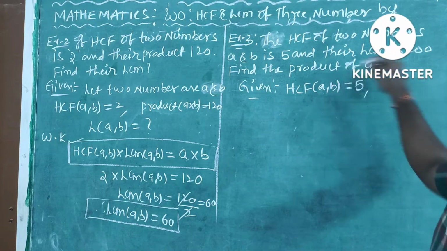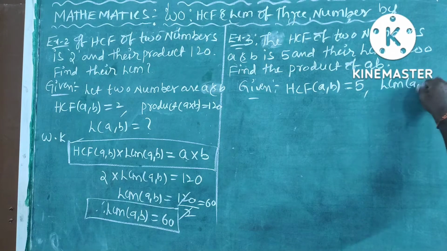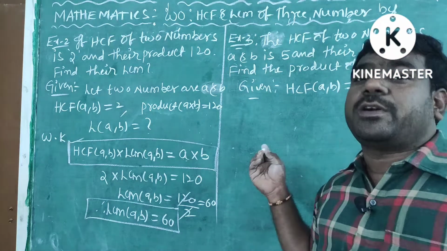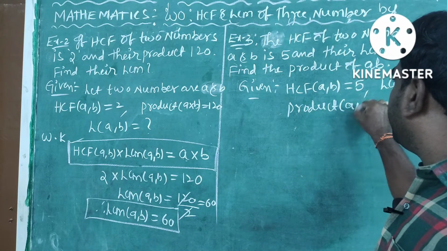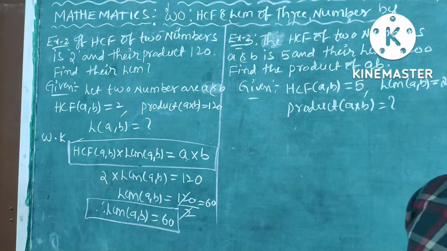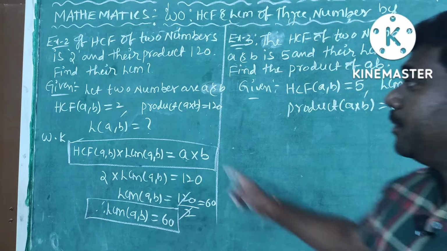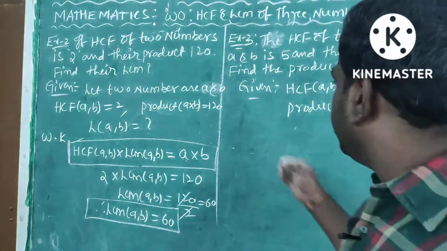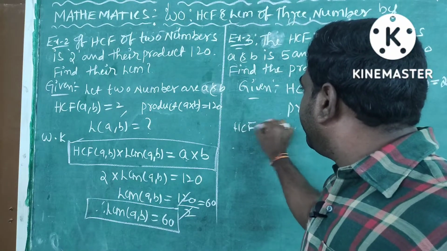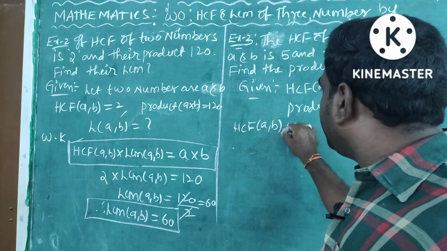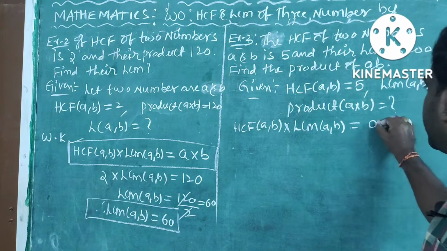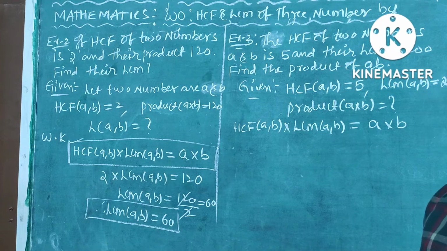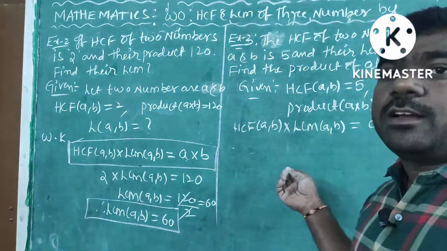Next, LCM is given. So LCM of the two numbers A comma B is nothing but 200. What are we going to find out? The product of two numbers, meaning the multiplication of two numbers, we should calculate. This is the question mark. So how do we calculate? By using the relation. What is the relation here? See here, HCF of two numbers multiplied by LCM of two numbers is equal to the product of two numbers.